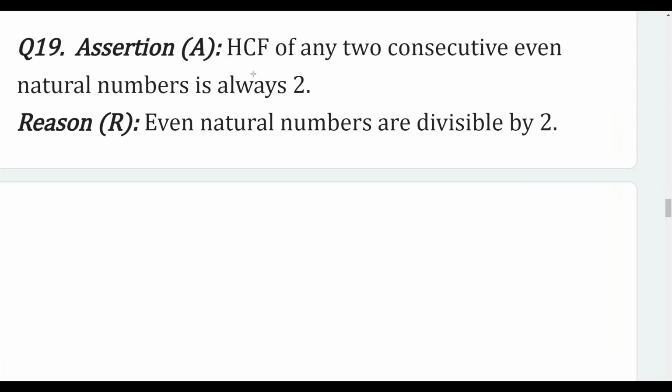Over here, the question says that the HCF of two consecutive even natural numbers is always 2. Now, that's correct. If you take any two consecutive even natural numbers, like 16 and 18, the highest common factor will be 2 only.